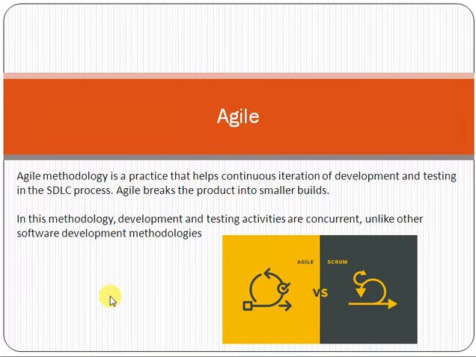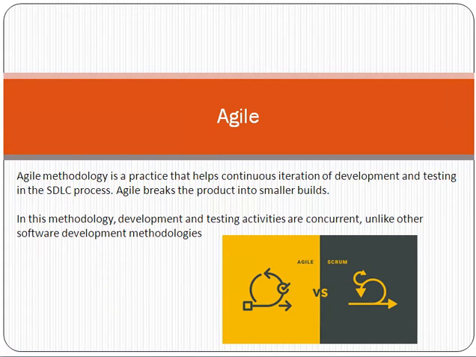With the passage of time, things will improve, and at some point the product will become mature and we can move forward. In this methodology of agile, development and testing activities are concurrent, unlike other software development methodologies. At some point all the required functionalities, like customer registration, viewing the product catalog, and payment through credit card, will be developed, tested and matured, and then we can deliver it to the customer. This is the approach in agile.